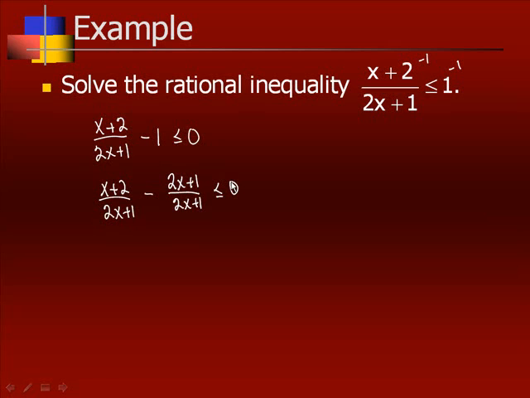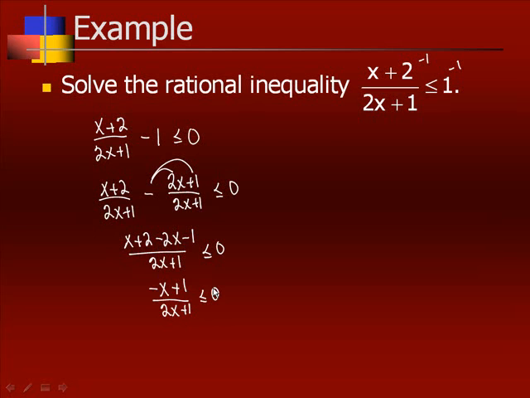Well, once we've got the same denominator, we can combine those, which will be x plus 2. Now remember, this minus affects everything behind it. Minus 2x minus 1 over 2x plus 1, and that's less than or equal to 0. Which says 1x minus 2x would be negative x, plus 2 minus 1 would be plus 1, over 2x plus 1, is less than or equal to 0.